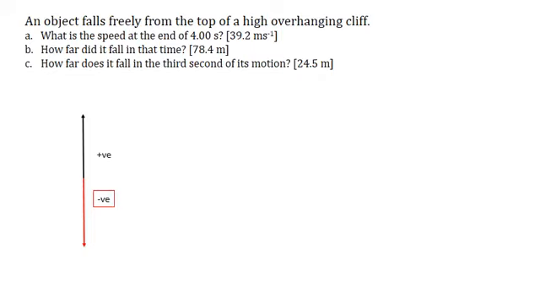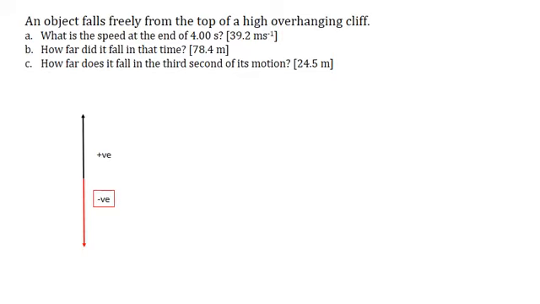So in this question, you allow an object to fall freely from a cliff. For part A, you're supposed to find the speed at the end of 4 seconds. Part B, how far did it fall during that time? And part C, you are looking at a unique question which is looking at the distance that the object traveled during the third second of its motion.